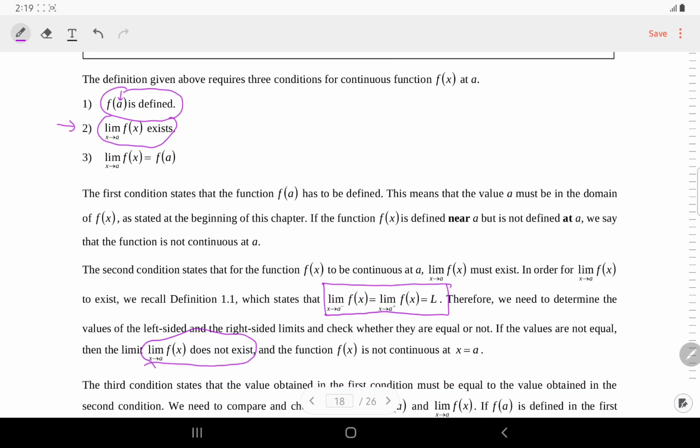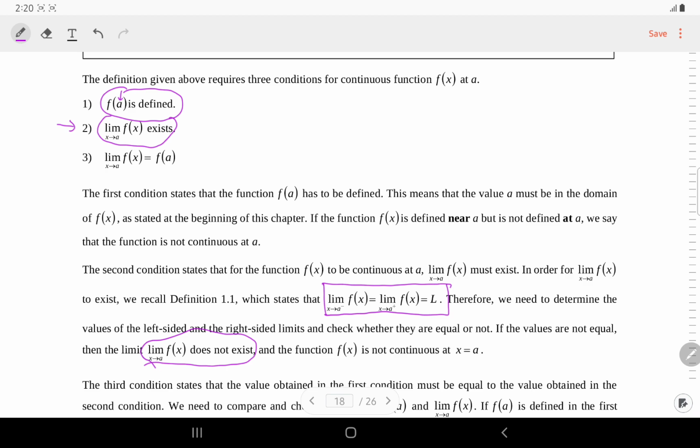So for this second condition, what we have to do is determine the values of the left side limit and the right side limit, whether they are equal or not. Okay, so you all have to do the working solution. What is the answer for the right limit and the answer for the left limit? So check whether they are equal or not.